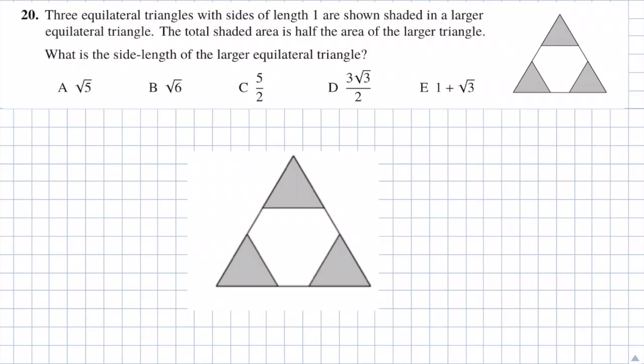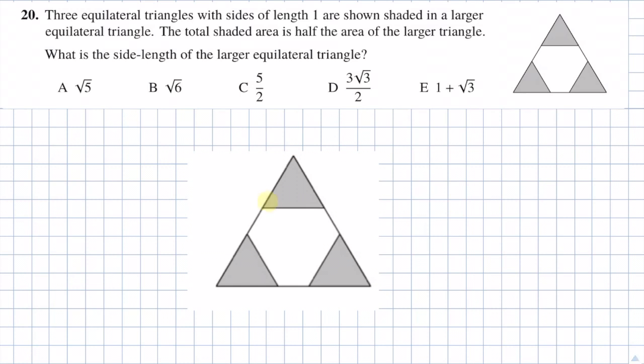Question 20. Three equilateral triangles with side lengths of length 1 are shown shaded in a larger equilateral triangle. The total shaded area is half the area of the larger triangle. What is the side length of the larger equilateral triangle? The answers are: A is root 5, B is root 6, C is 5 over 2, D is 3 root 3 over 2, and E is 1 plus root 3.